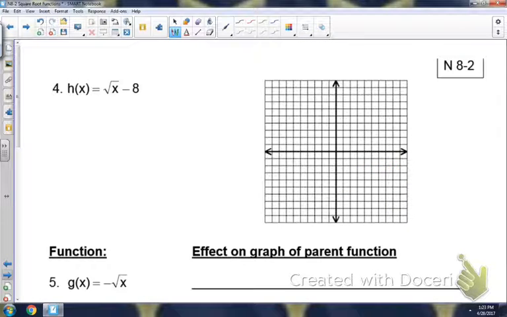Alright, let's look at 4. Notice on this one we have the square root of x, which is our parent function, and then we're subtracting 8 on the outside. Same thing as on quadratic. If it's on the outside of the parentheses, then it's a vertical shift. So this is on the outside of our square root, so this will be down 8. So we're going to shift our 0, 0 point down 8. So there's our new endpoint of our square root graph. And then everything else stays the same. So 1, 1 from that new point, 4, 2, and 9, 3.